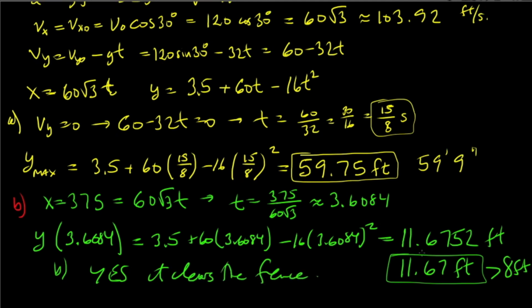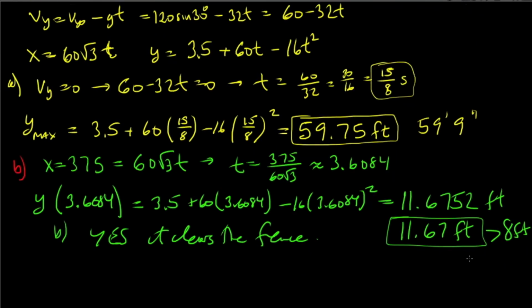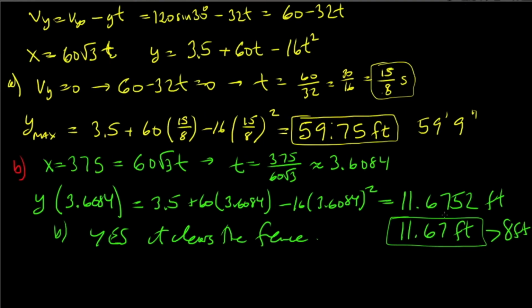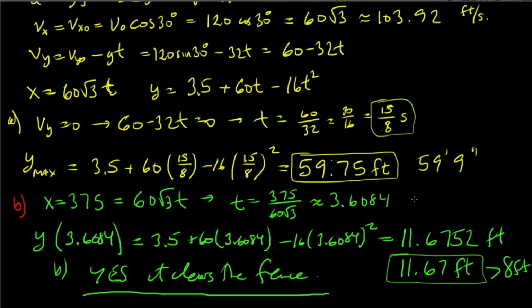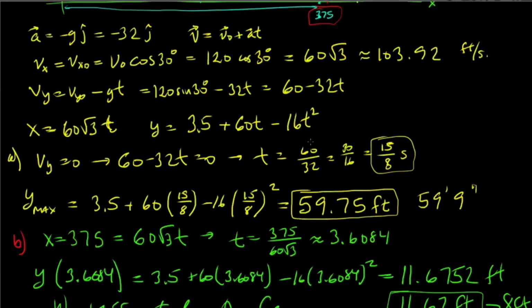Okay. I think that's the easiest way. Find the height of the ball at that position, and if it's bigger than 8 feet, it clears the fence, and if it's less than 8 feet, it doesn't. So since 11 feet is bigger than 8 feet, it definitely goes over the fence. So it's a home run. Right, so that's 31.